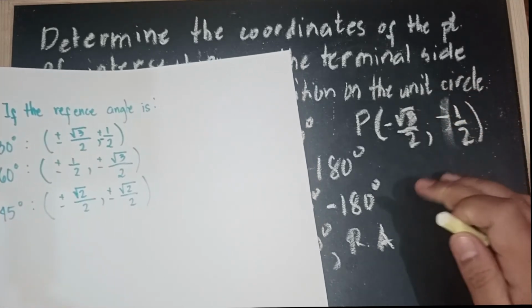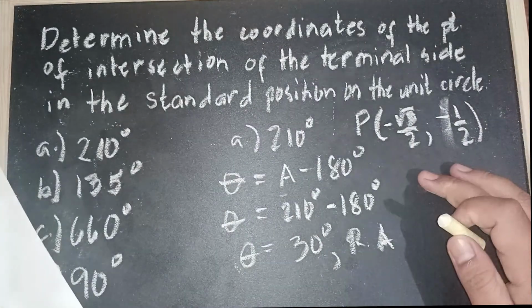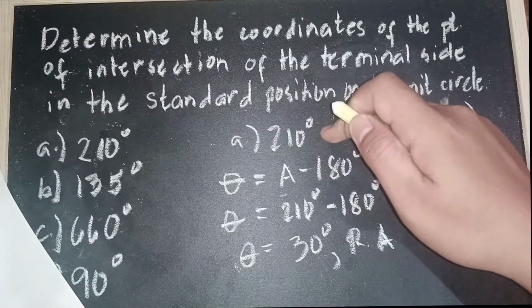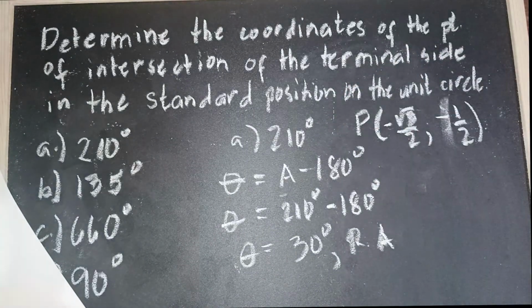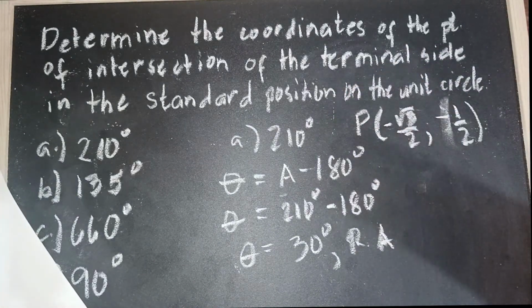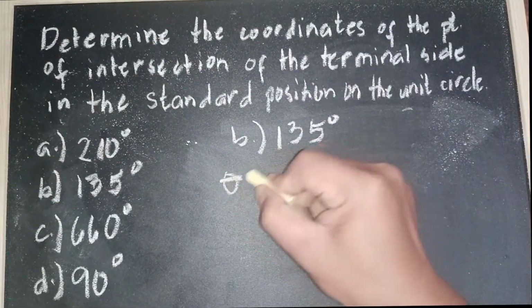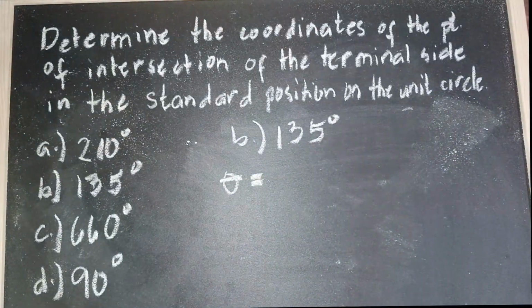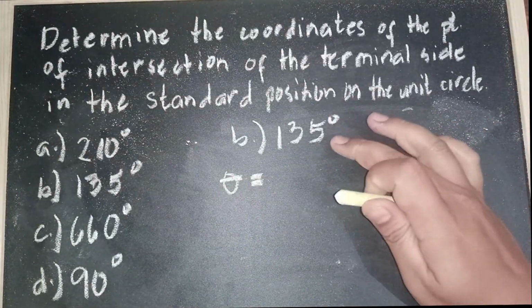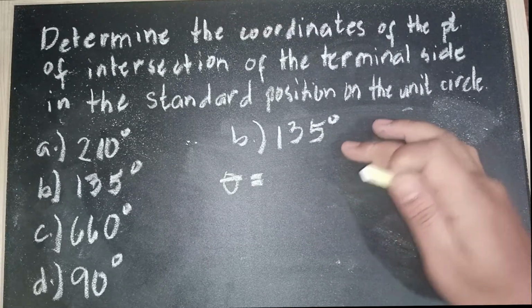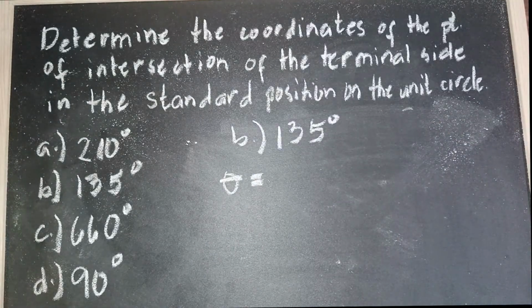So ito po yung point of intersection, or ang coordinates ng point of intersection ng terminal side ng 210 degrees at saka ng point on the unit circle. Okay, next letter B, we have 135 degrees. So, kukunin muna natin yung reference angle ng 135 degrees. So, yung terminal side ng 135 degrees, saan na-locate yan mga boss? Okay, tama. Nasa second quadrant.